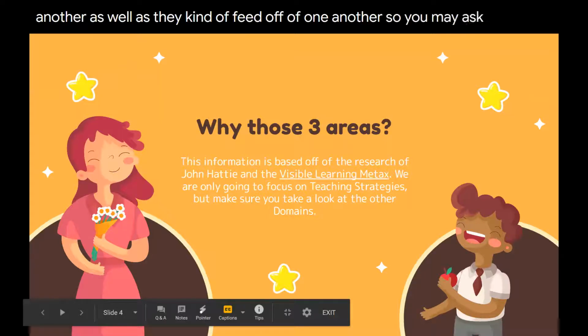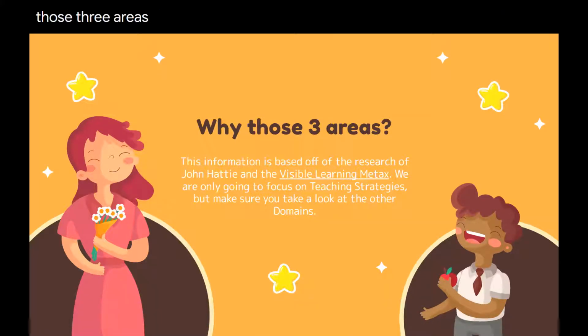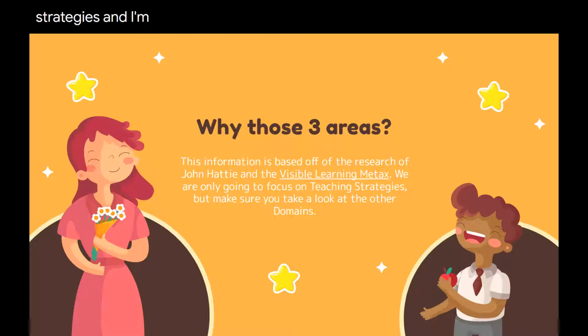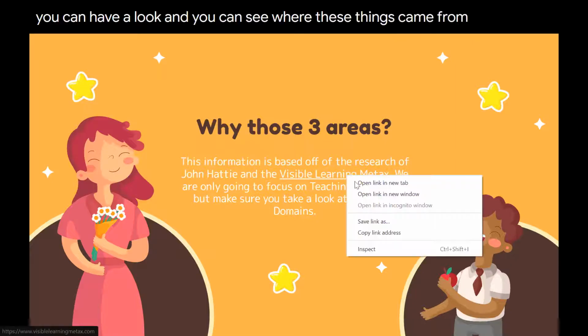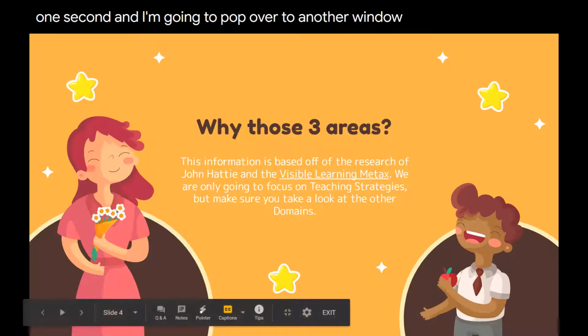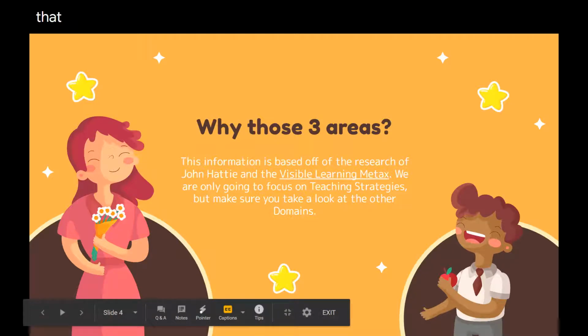So you may ask, why those three areas? I picked those three areas because it was based off of the research of John Hattie and the Visible Learning Metax, and that's supposed to be a little X. And we're only going to focus on the teaching strategies. And I'm going to show you that website in just a second, so that you can have a look and you can see where these things came from. So give me 1 second and I'm going to pop over to another window and I will show you that index.